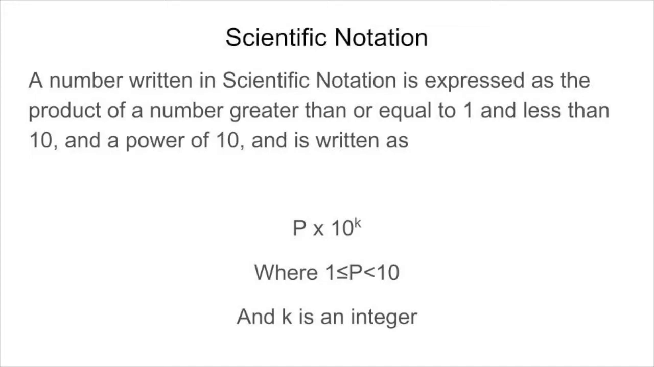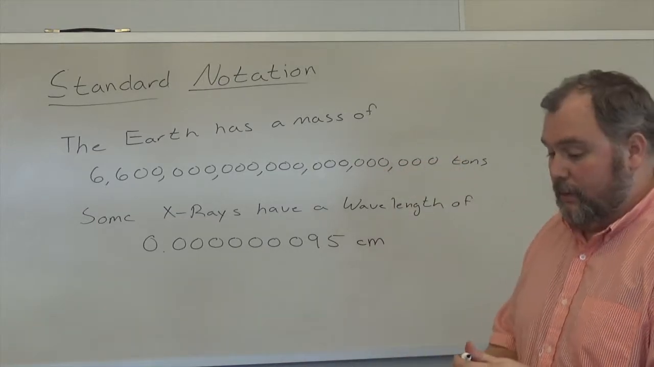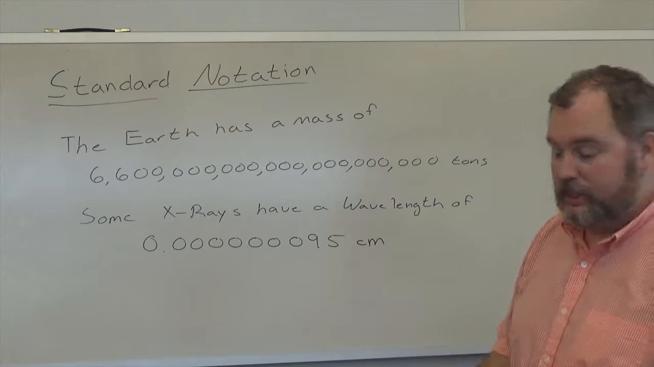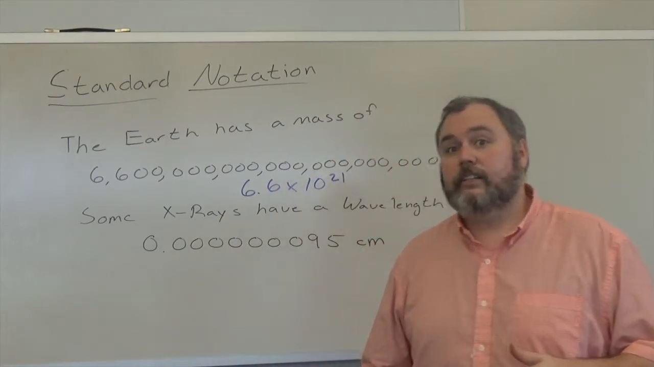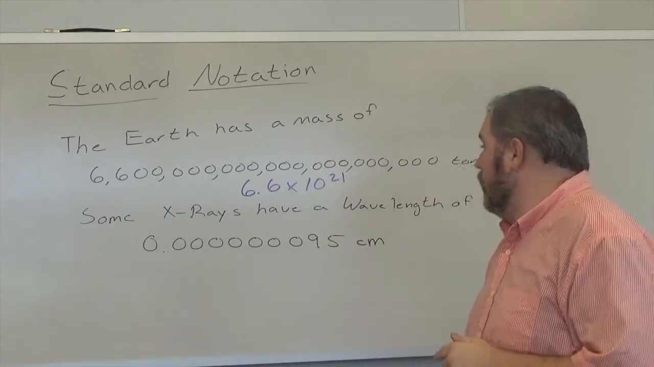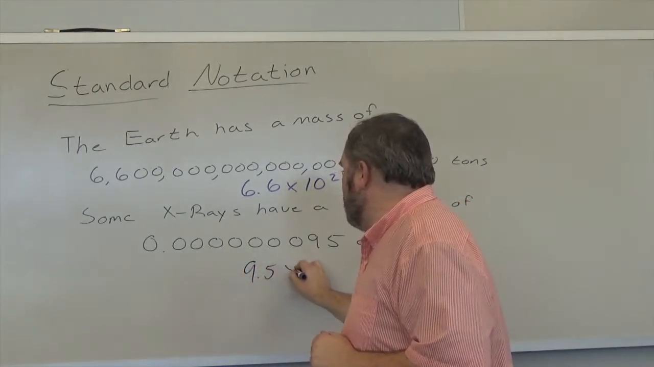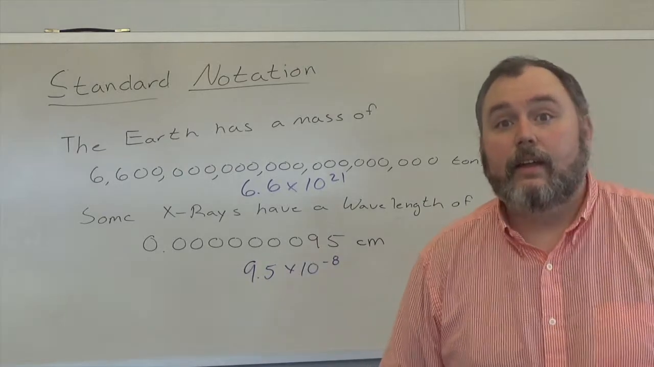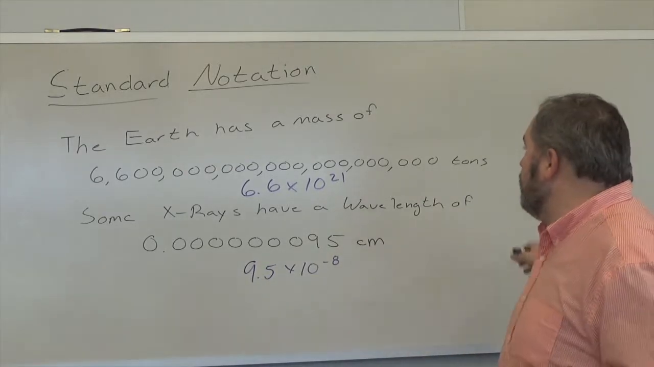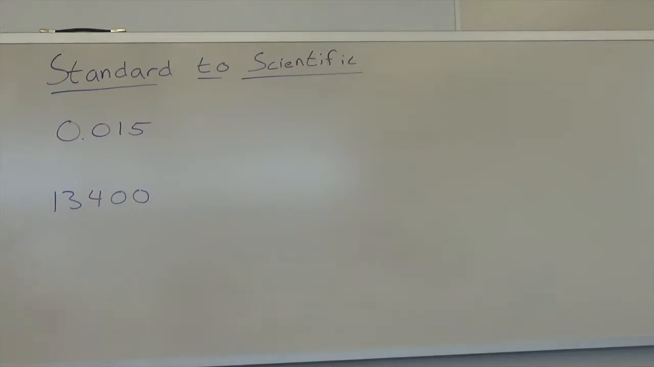So what ends up happening is, let's cut back to classroom. The Earth has a mass of whatever this number is, and so when we actually use scientific notation, we end up getting 6.6 times 10 to the 21. That's a whole lot easier to say than whatever number this was. All right? And the same thing with the X-rays, where this would become 9.5 times 10 to the negative 8. Both of these things are easier for us to understand in scientific notation than in standard notation. So the question that we have to ask ourselves is, how do we do this?